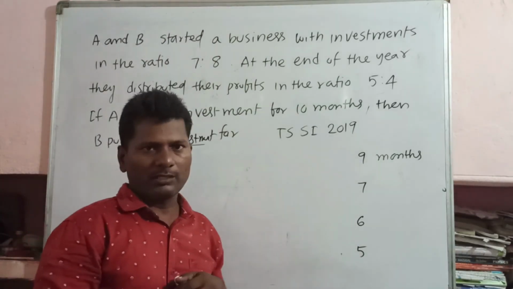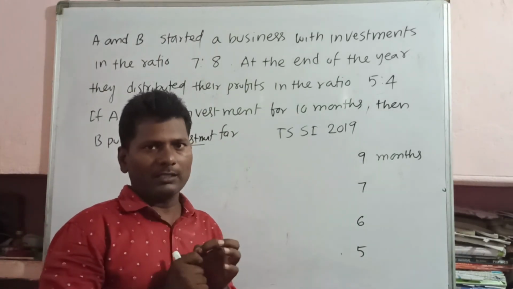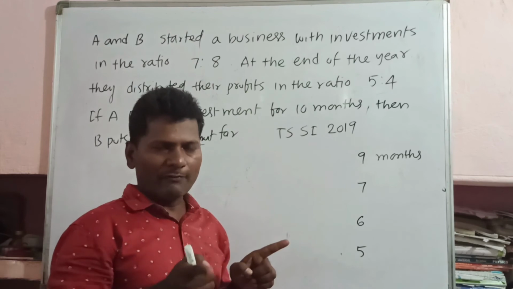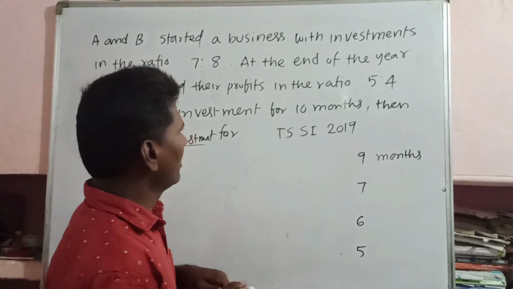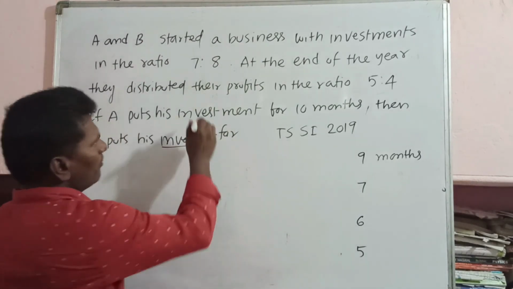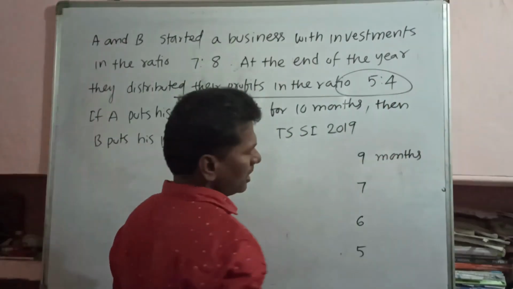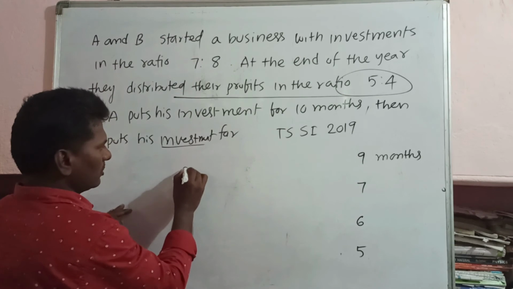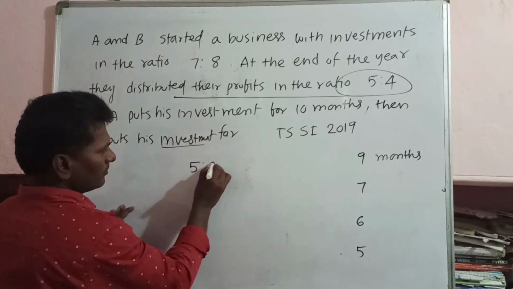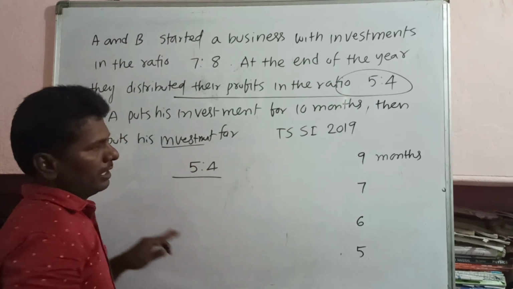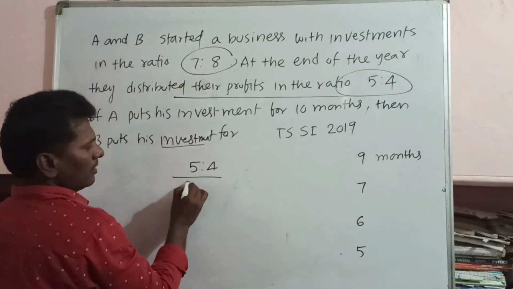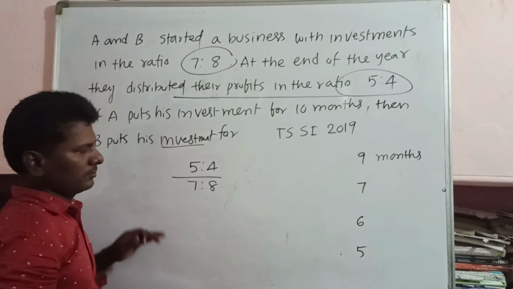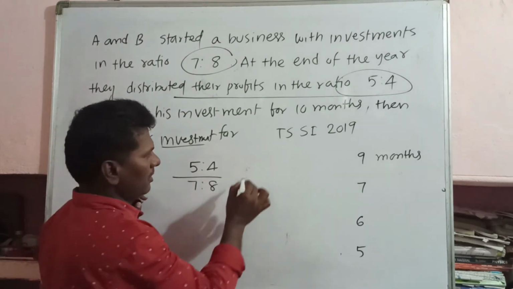To solve this question, remember one technique: profit first, anything next. First write profits. Profits are distributed in the ratio 5:4. So I am writing here 5:4 by anything next. Anything means here investments, 7:8.